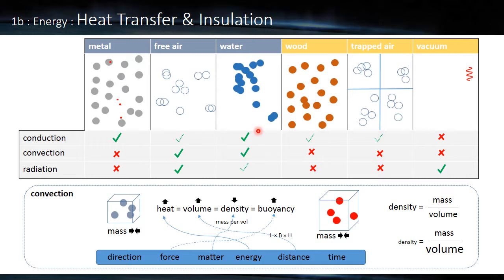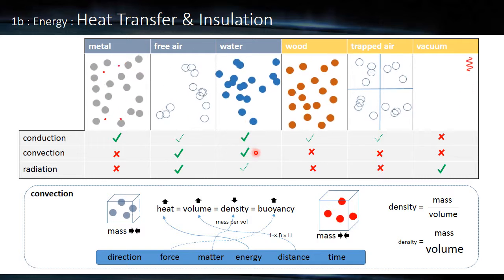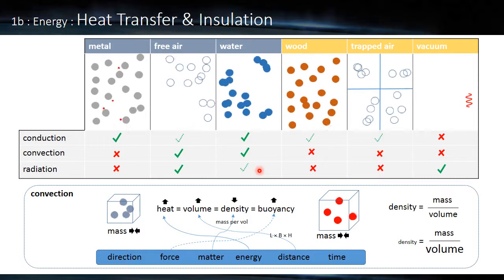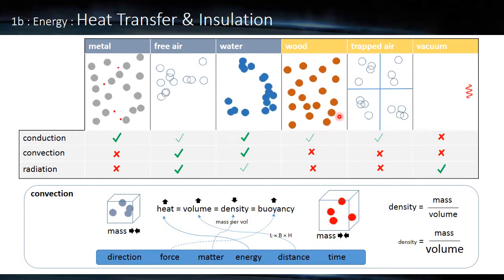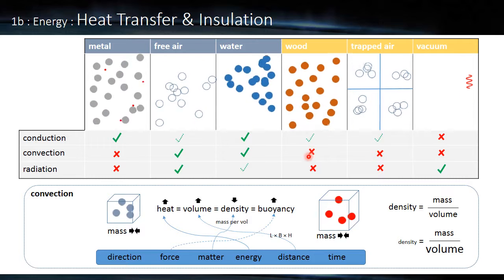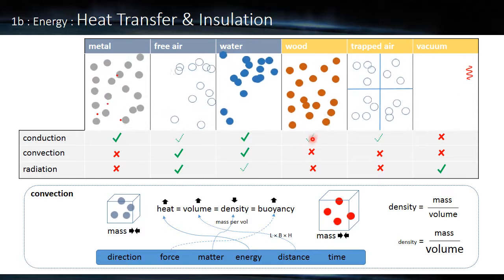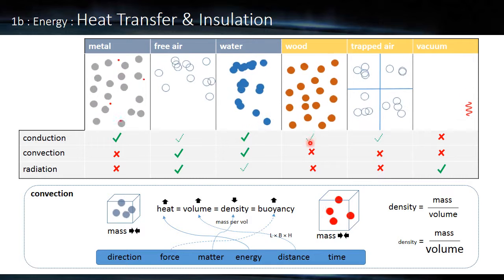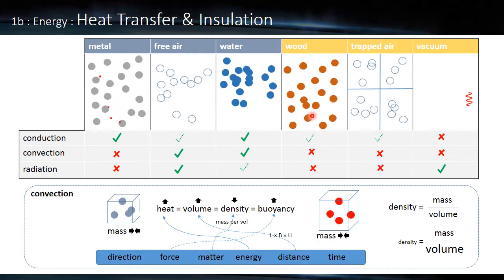Then we've got water, which is actually a good conductor, although the effect of convection usually swamps that, and not a great deal of radiation is going to get through. Then we've got wood, which is an insulator because we can't have convection because it's not a fluid. We can't have much radiation either, and we're only going to get the poorer form of conduction, which is not aided by free electrons, so it's a good insulator.